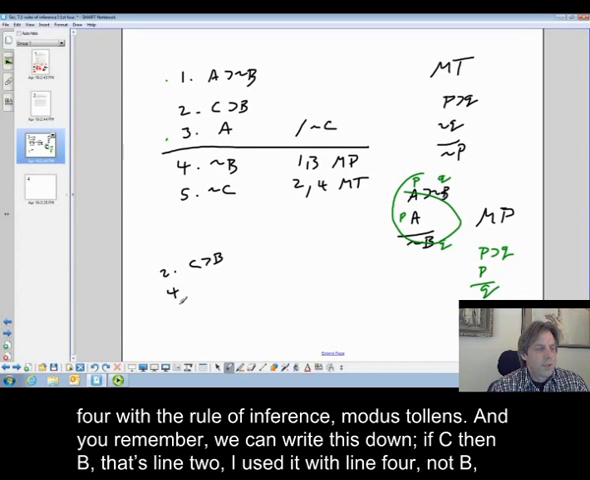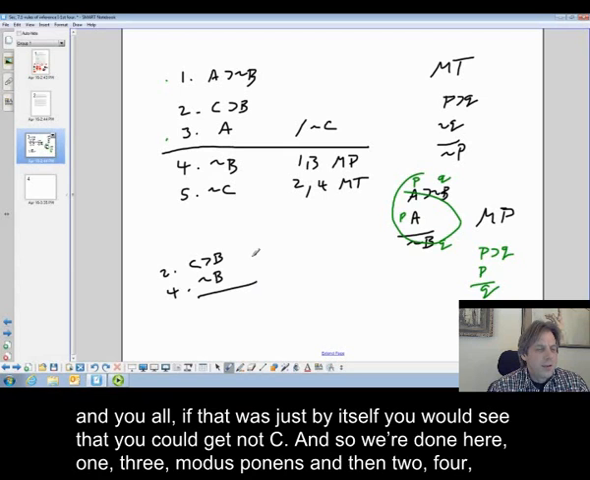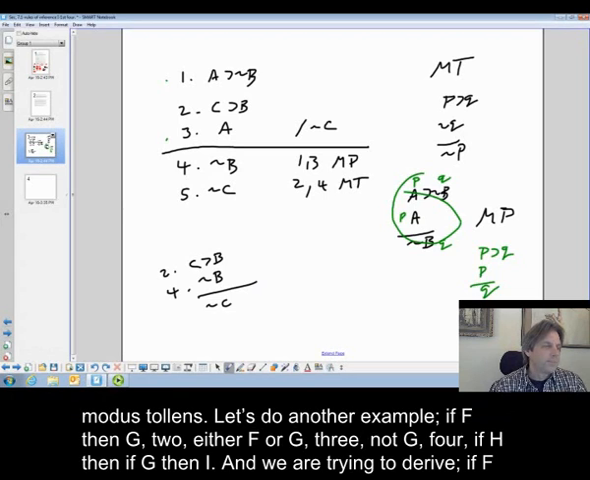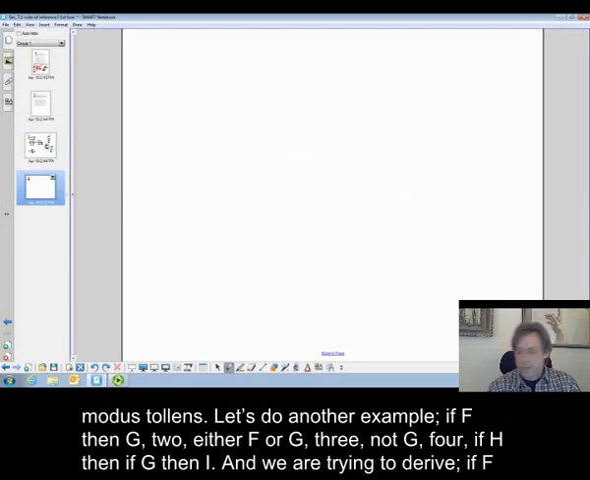I used it with line 4, not B. And if that was just by itself, you would see that you could get not C. And so we're done here. Lines 1 and 3, modus ponens, and then 2 and 4, modus tollens. Okay, let's do another example.